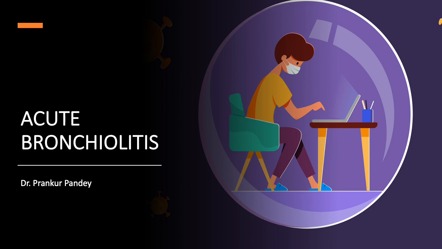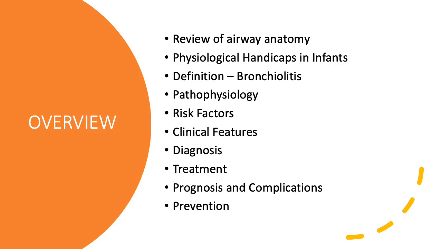Hello everyone. Today we are going to start with the first topic of the respiratory system, that is acute bronchiolitis. We will discuss this topic under the following headings: a review of airway anatomy, that is a review of basic anatomy of the lower respiratory tract, and physiological handicaps related to airway anatomy in infants.